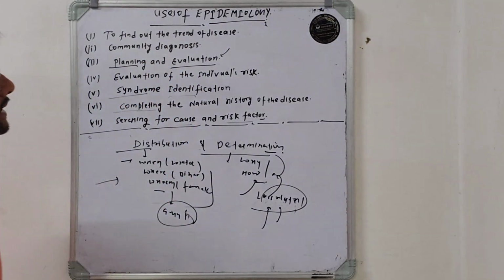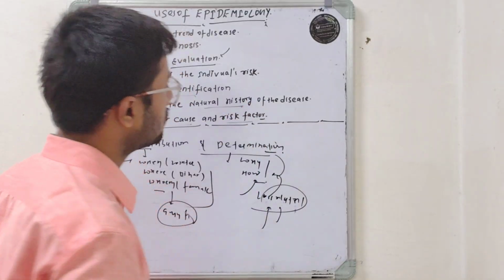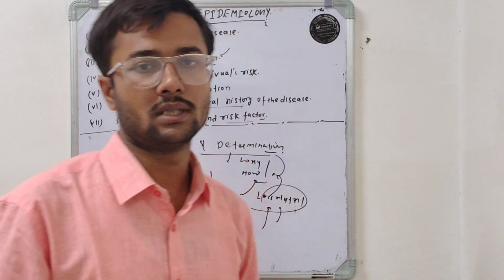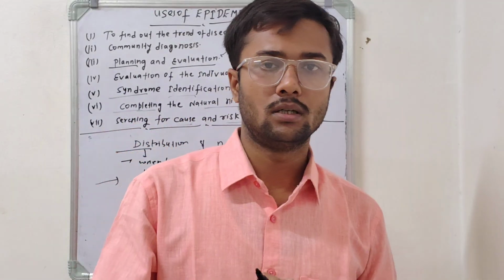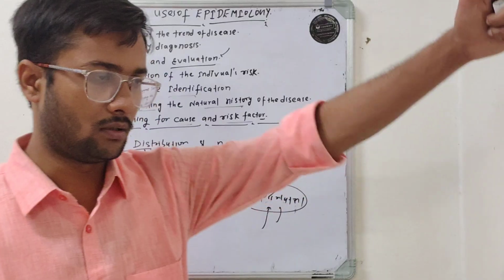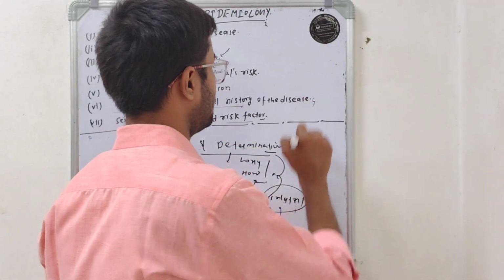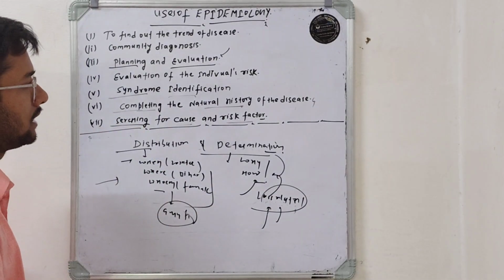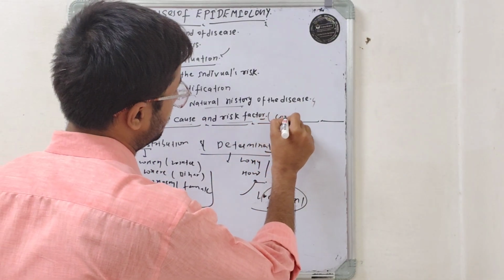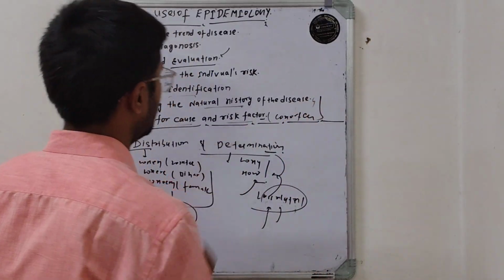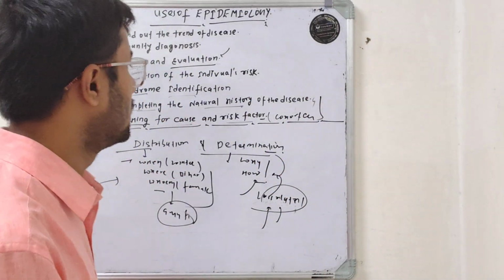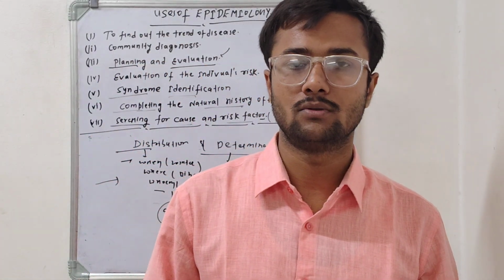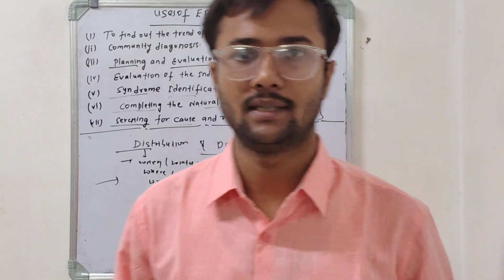The fifth is completing the natural history of a disease. For this, we go for cohort and case control studies. With the help of cohort and case control studies, we find the risk factors and the exposure in this condition. The similar thing is applicable for searching for cause and risk factors. Here we also use cohort and case control studies. So with the help of all these things, epidemiological parameters are very useful. So it's fine. Okay, bye.